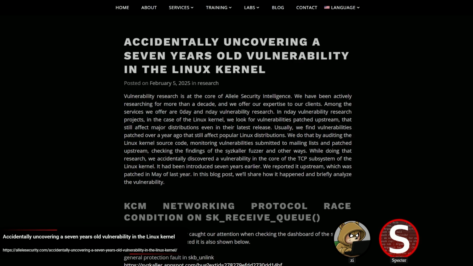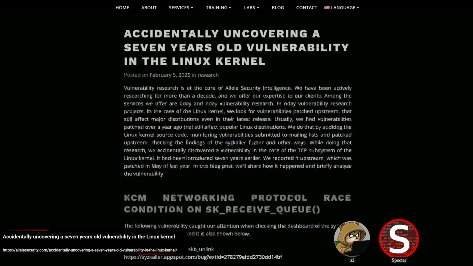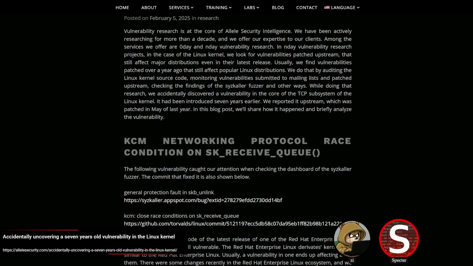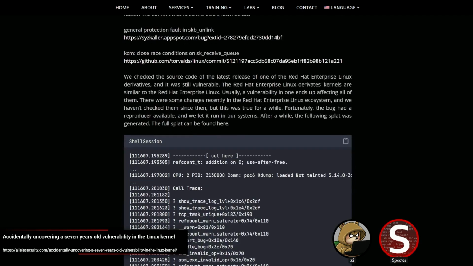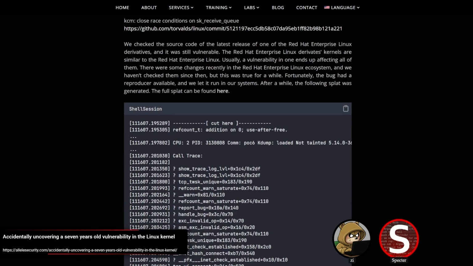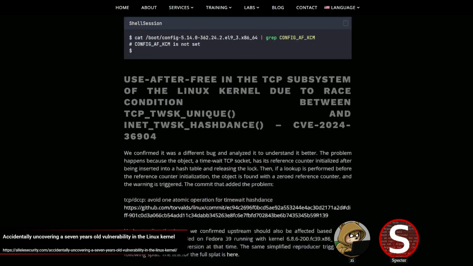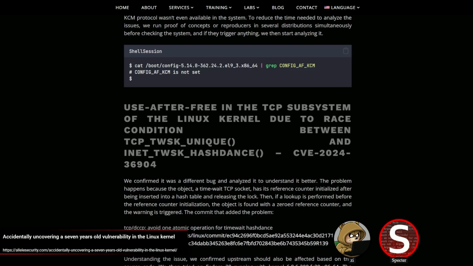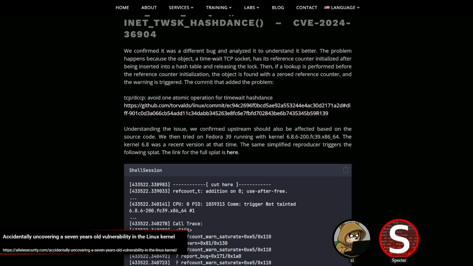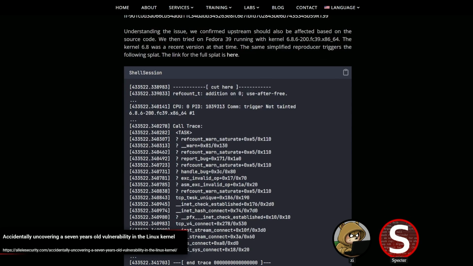So this is a vulnerability: accidentally uncovering a 7 year old bug in the Linux kernel, by LL Security. It starts off with talking about a syzkaller, syzbot report that tipped them off to a problem. The report was a refcount addition on 0 use-after-free that was reported in tcp_twsk_unique. Initially, they were triggering this through the KCM protocol, kernel connection multiplexer, but after testing and digging into it more, they found they could actually trigger it without KCM. It was actually in the TCP core.